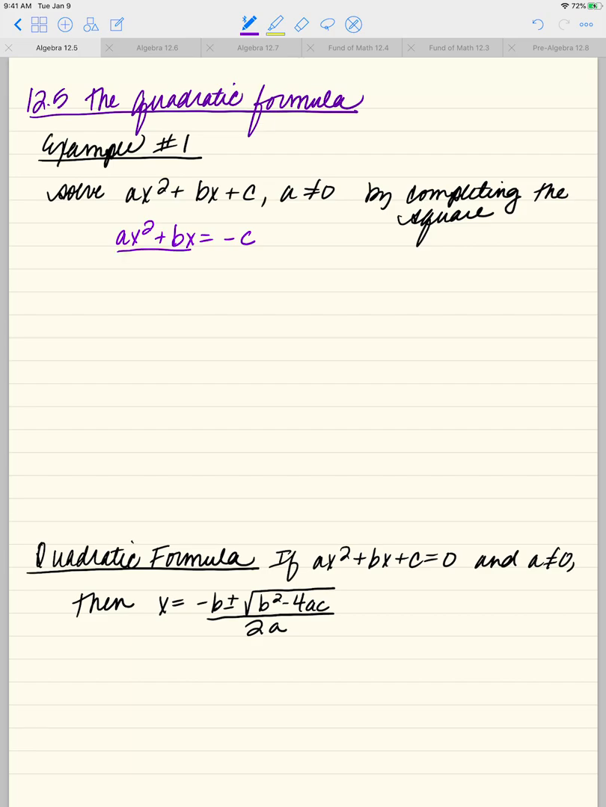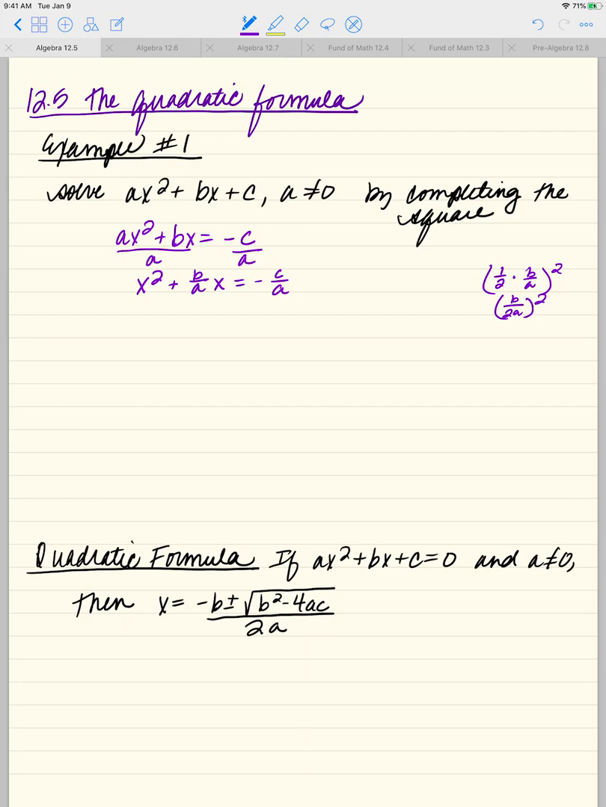I need to divide everything by a. I get x squared plus b over a x. I'm going to keep that b over a as a leading coefficient in front of x. It's going to make my next step simpler. Is equal to negative c over a. And now I'm going to complete the square by multiplying 1/2 times b over a. There's that leading coefficient, and squaring that, right? So that gives me b over 2a squared.